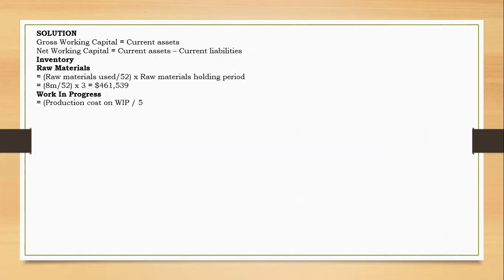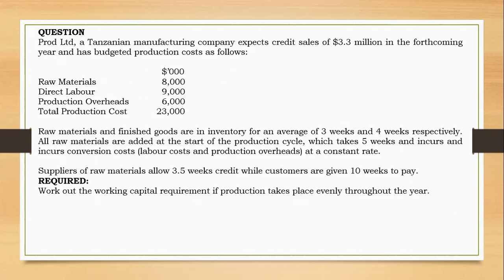After that, I'll go to work in progress, which I obtain as follows: production cost of work in progress over 52 weeks times the work in progress holding period. How can I obtain those figures? I have to go back to the question. We are told here that all raw materials are added at the start of the production cycle, which takes 5 weeks. So the production cycle takes 5 weeks, and this means the work in progress holding period. Now, what is the production cost?